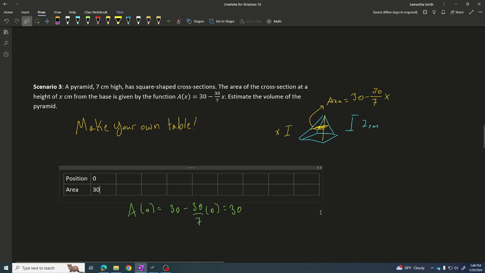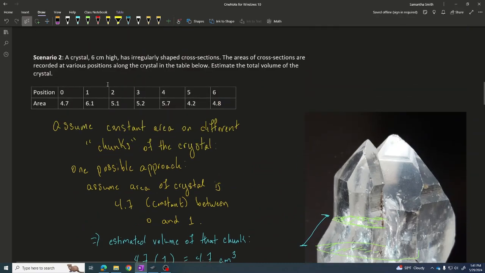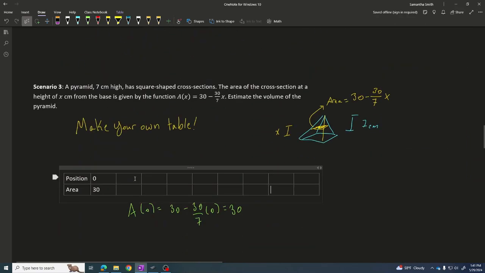Now, as we continue to fill out this table, we realize right away that we have a decision to make. We have a decision to make about how many data points we want to use to fill this table in, right? Maybe we want to do exactly the same thing that this person in scenario 1 has done. Maybe we want to record the areas at these integer positions, 0, 1, 2, 3, 4, 5, and so on. And then we could plug in x equals 1 to this function, x equals 2 to this function, x equals 3 to this function to get the various areas, right?